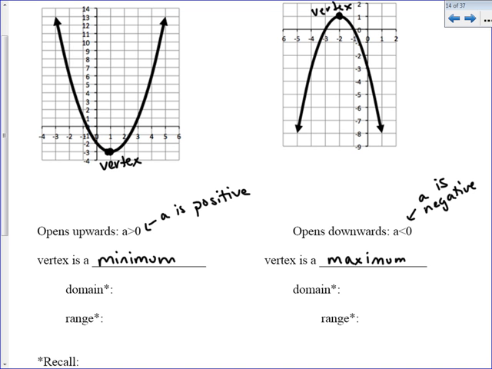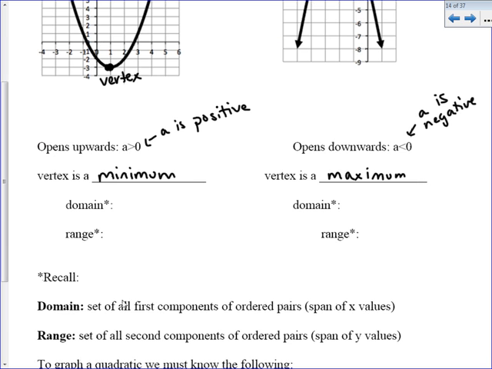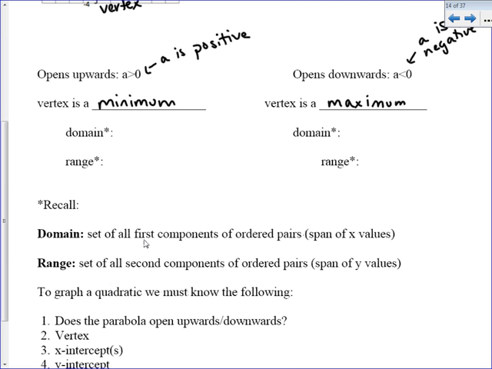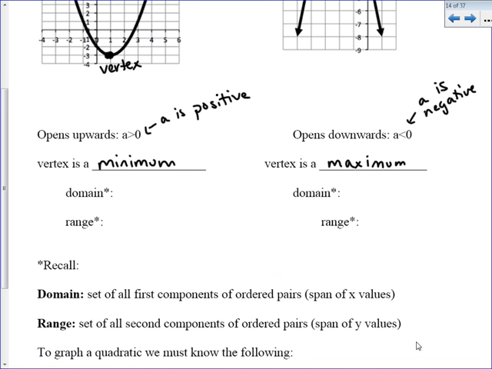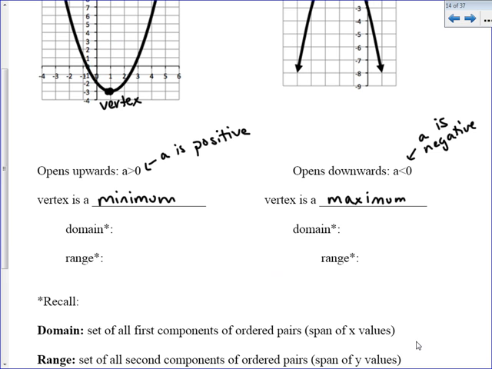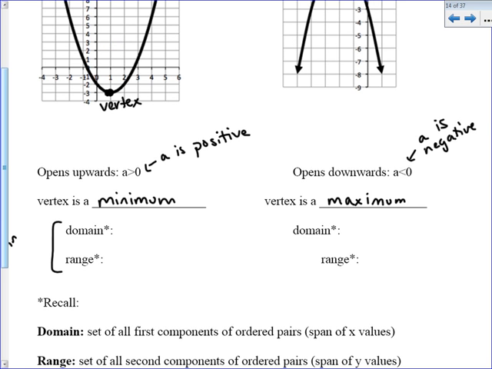And then the other thing we want to talk about for these graphs, and for all the graphs we're going to draw, are domain and range. So I have a little recall. Our domain is the set of all the first components. It's the span of our x values. So we're going to use those parentheses and brackets to say start here, go here. And the range is the set of all second components. It's the span of our y values. So for the domain and range on these, we are going to be using interval notation.